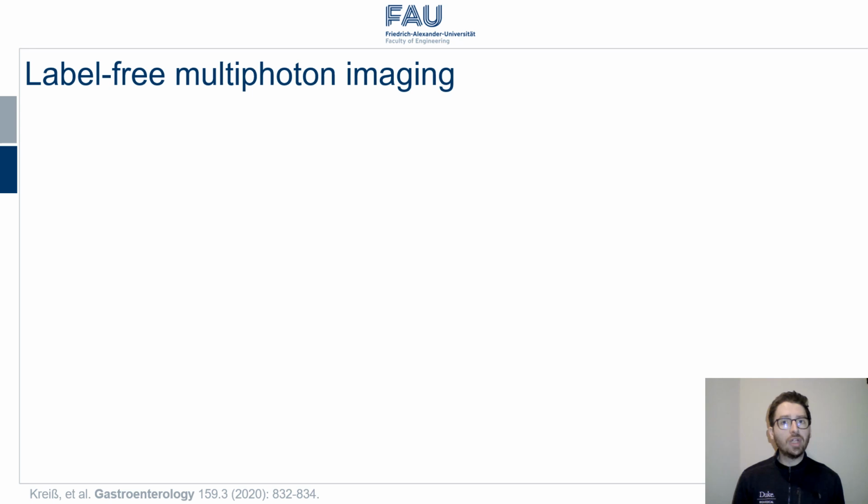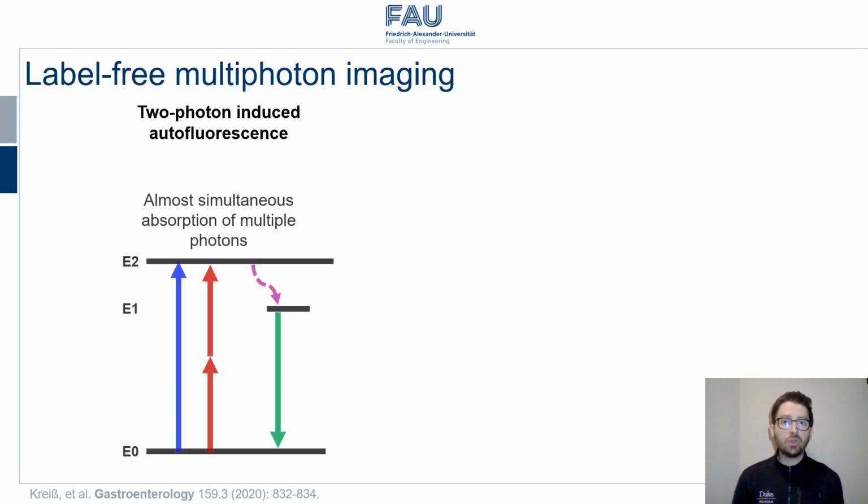And this is where we really think label-free multiphoton imaging could be very beneficial to the process. Now, multiphoton imaging is based on the multiple photon or two-photon induced autofluorescence of certain molecules, where we can use a high density of infrared photons to induce, for instance, a two-photon absorption from the same fluorophore that you would conventionally excite with a single blue photon.